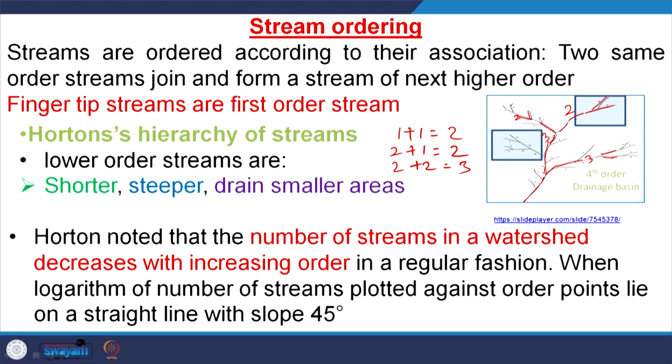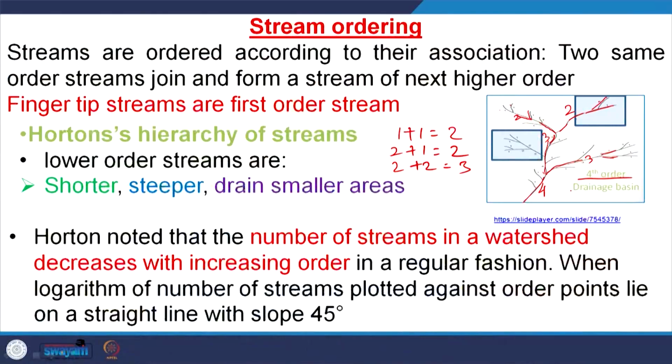So, this is the fourth order stream, and the highest order of this stream in this basin is assigned the order of this basin. That means it is a fourth order drainage basin. So, that is stream ordering, why we do stream ordering and what the principles of stream ordering are, which we discussed here. We are following Horton's hierarchy of stream order.